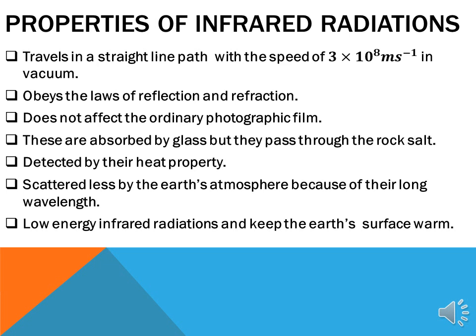They are scattered less by the Earth's atmosphere because of their long wavelength. Hence, they can penetrate deep inside the atmosphere, even in fog. The greenhouse gases, such as carbon dioxide, present in the Earth's atmosphere absorb the low energy infrared radiations and keep the Earth's surface warm.